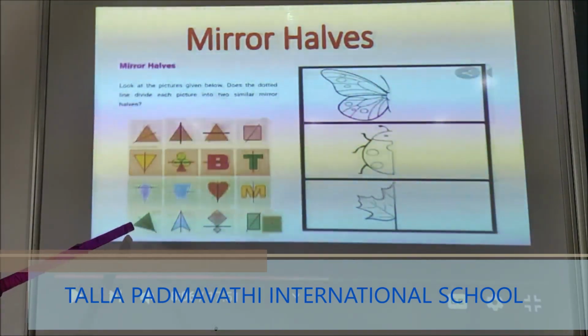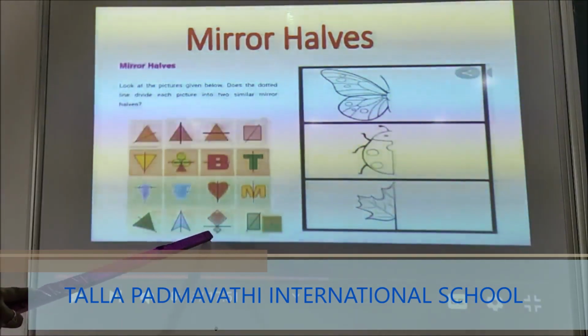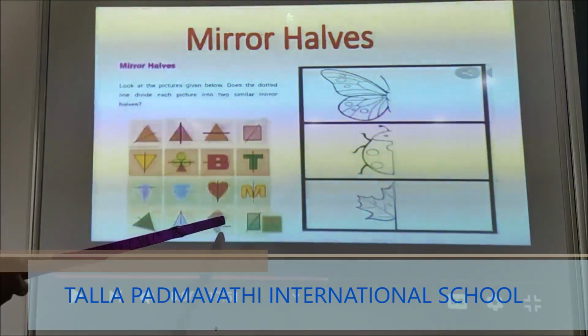The next one. Triangle, yes, triangle when it is divided vertically it is symmetric. The next shape, yes, this is also symmetric. The next one, no, this is not symmetric as the lower part is a very small square and the upper part is a bigger square.